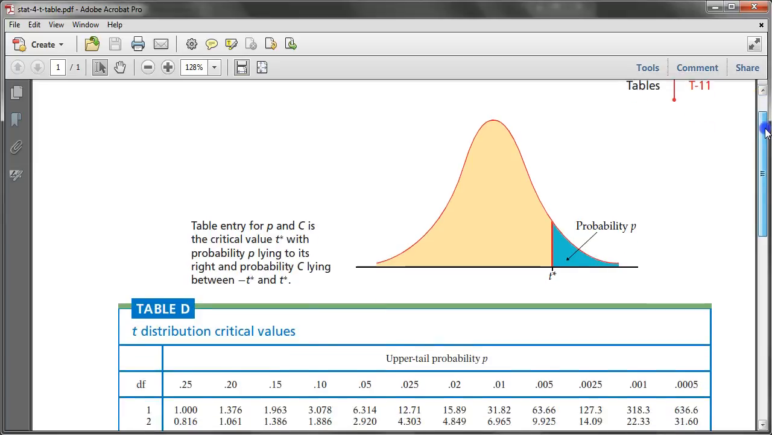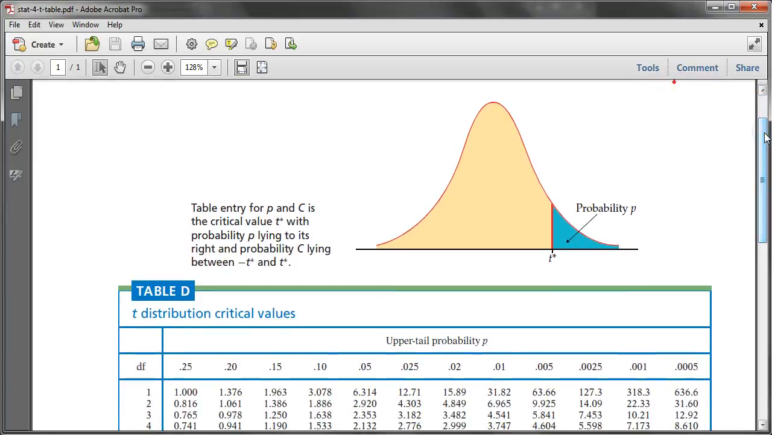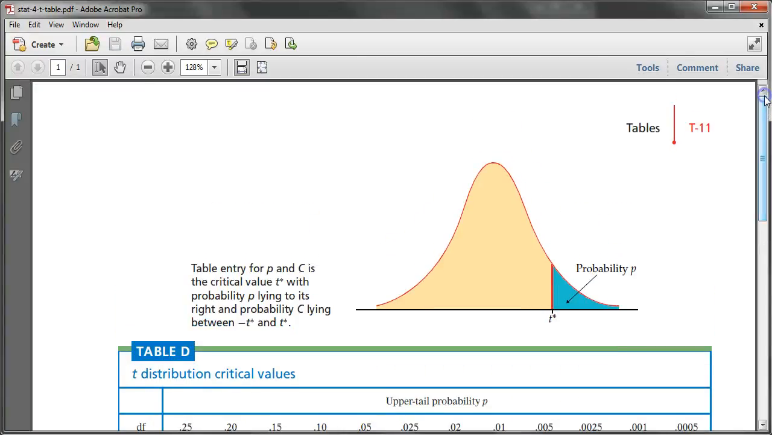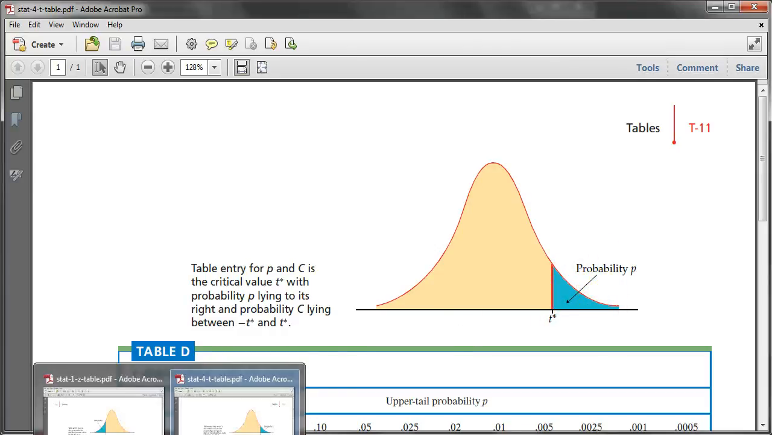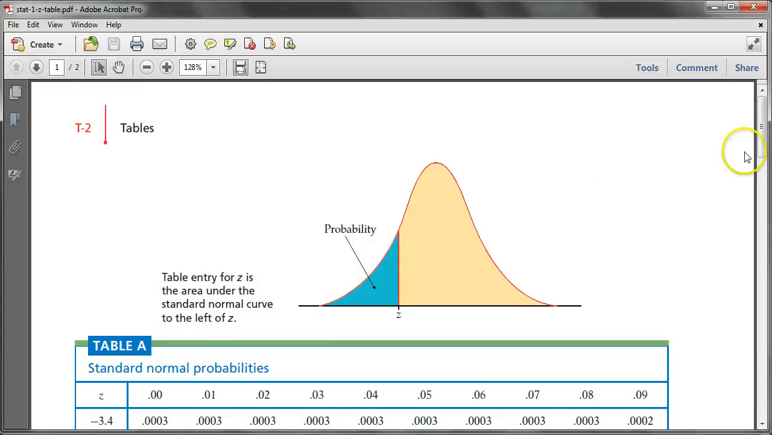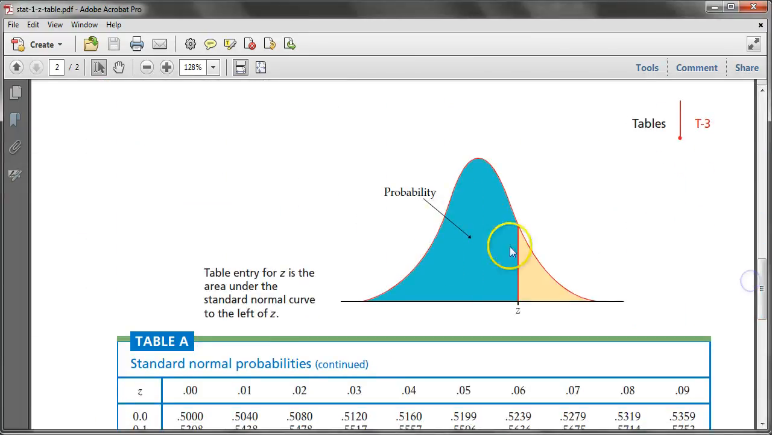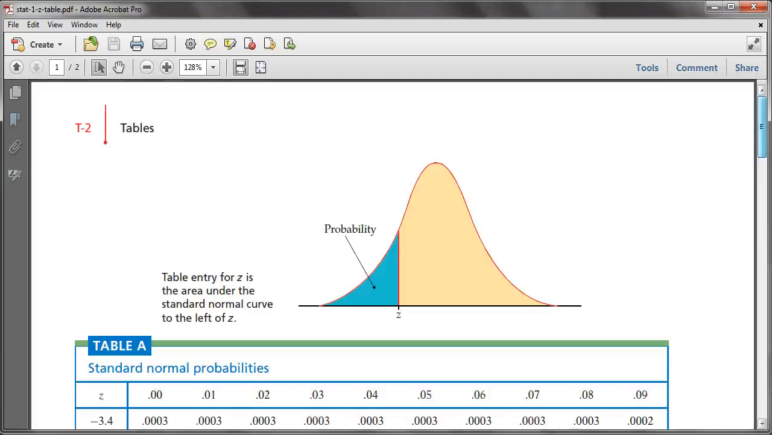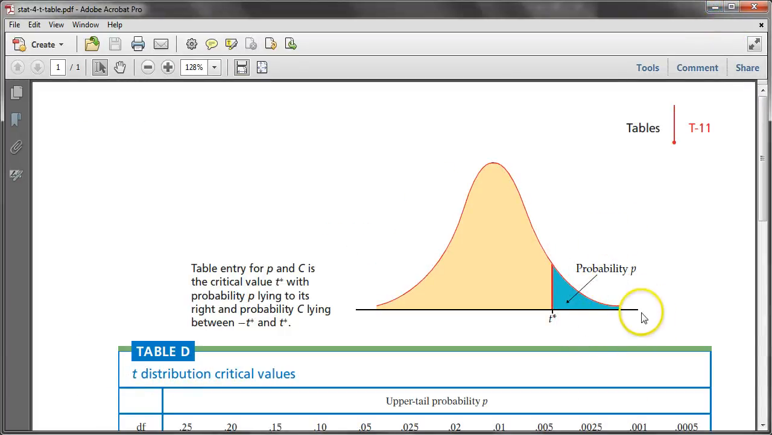The t-curve looks very much like the z-curve just by looking at it qualitatively. But there is a significant difference between one table and the other. Here's the z-table, by the way. The shading is to the left-hand side. The first page, second page, see the difference? This is the z-table, and this is the t-table. In the t-table the shading is to the right-hand side, and that's why I'm doing the right-hand side endpoint first.